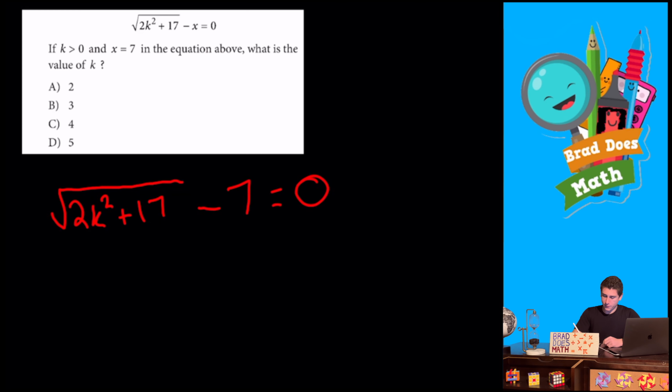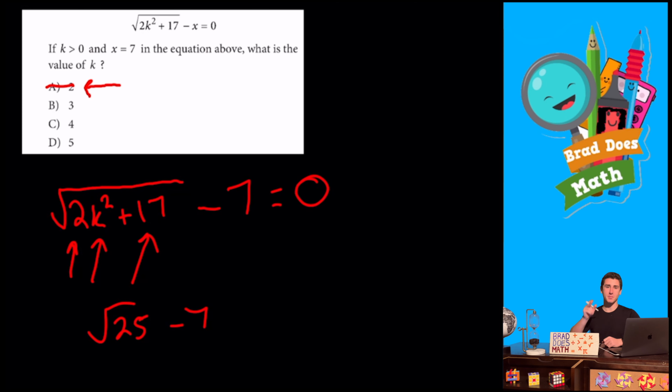So we'll try all of them. We'll try k is 2. So 2 times 2 squared, so 2 times 4 is 8. 8 plus 17 is 25. And the square root of 25 is 5. 5 minus 7 does not give you 0, so A is out. Look that over, guys. Make sure that makes sense to you, and if not, watch it back a few times. We're just plugging in 2 into the equation they gave us above.